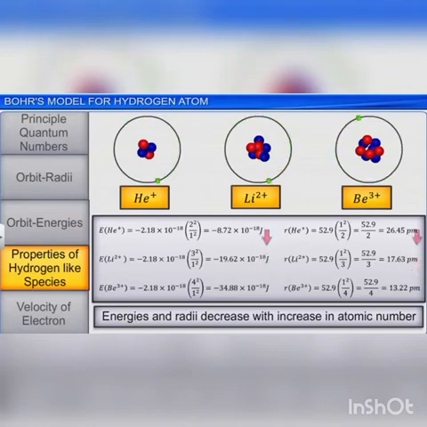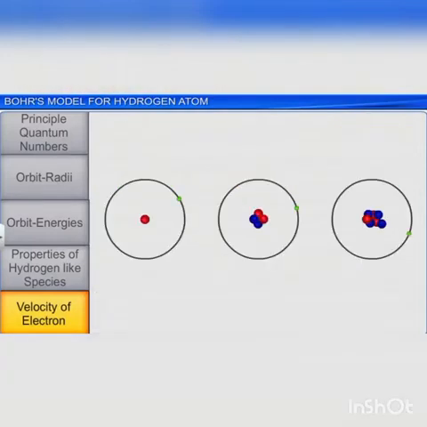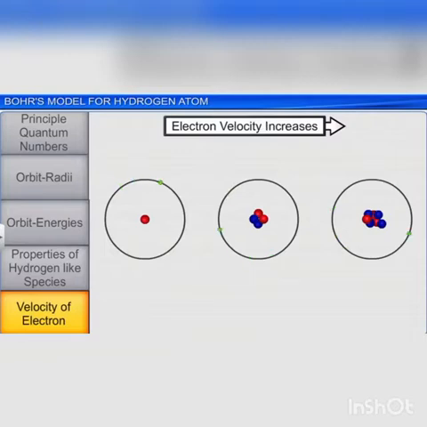Bohr's theory also states that the magnitude of velocity of electron increases with increase of positive charge on the nucleus, that is, increase of atomic number, and decreases with increase of principal quantum number.